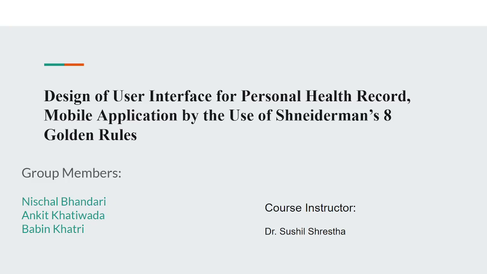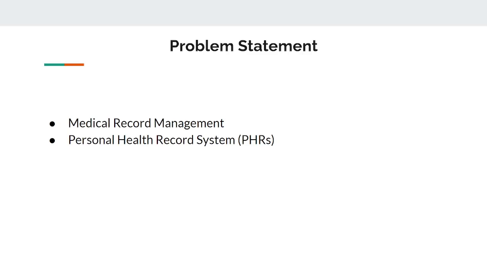The topic of our project is design of user interface for personal health record mobile application by the use of Shneiderman's 8 golden rules. This video is a walkthrough of what we have accomplished in 6 weeks working on this project. Now discussing the problem statement, medical data and information is ever increasing in the world.